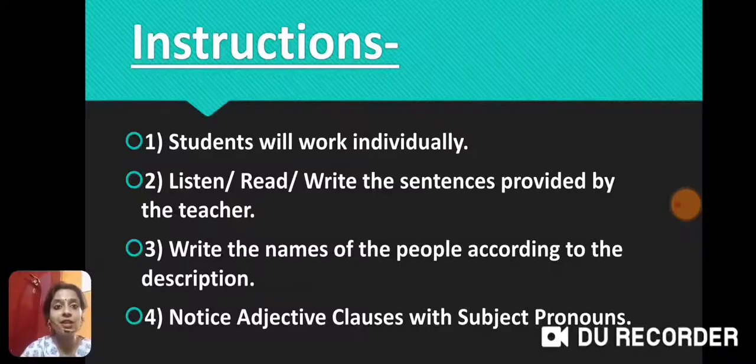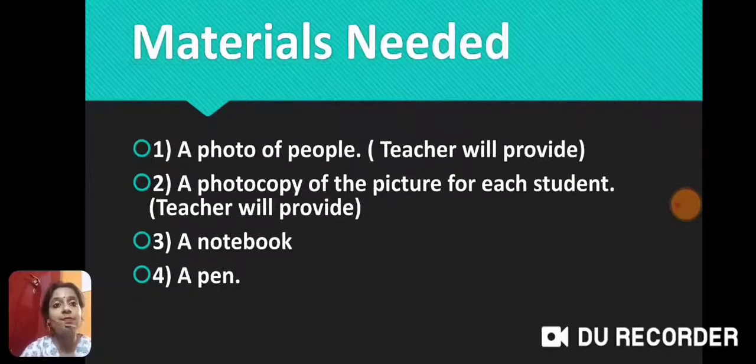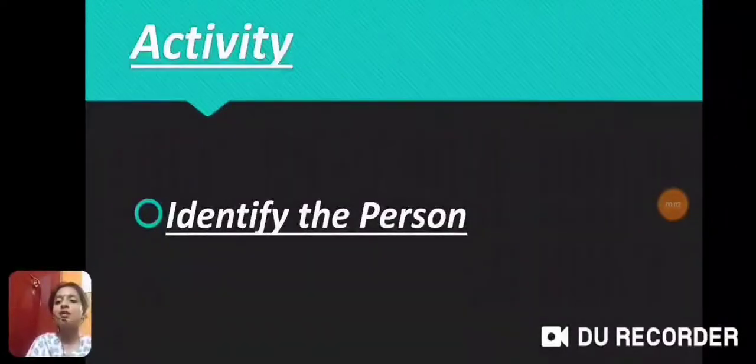I will be sharing the screen. Just note down the sentences and write the names of the people according to the description. And when you complete the activity, when you write down all the sentences, then you can notice adjective clauses with subject pronouns. Now students, look at the materials needed. You need a photo of people which I will provide you, a photocopy of the picture for each student that I will give you. You need a notebook of your own and a pen to write with. So students, let's start with the activity which will help you have a better understanding of adjective clause with subject pronoun.